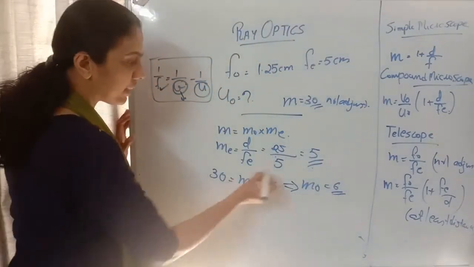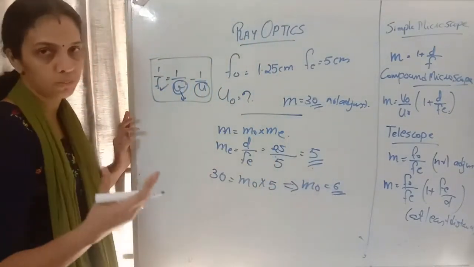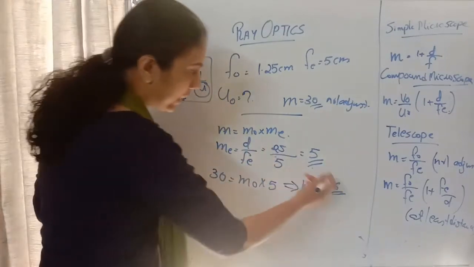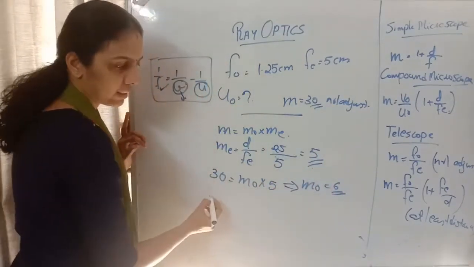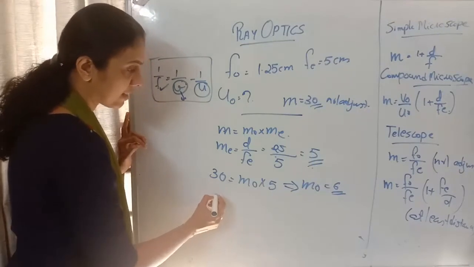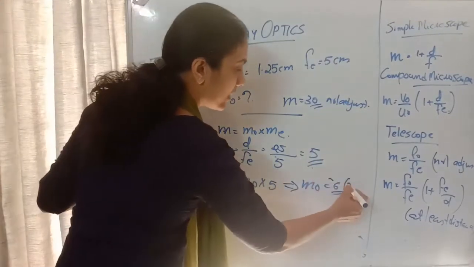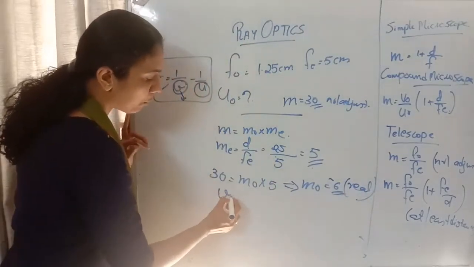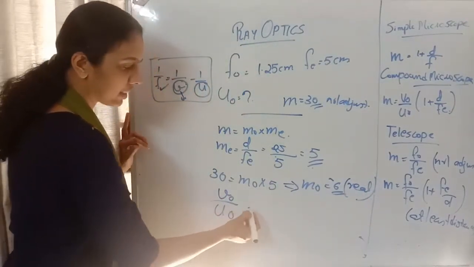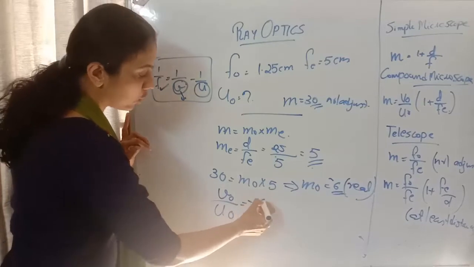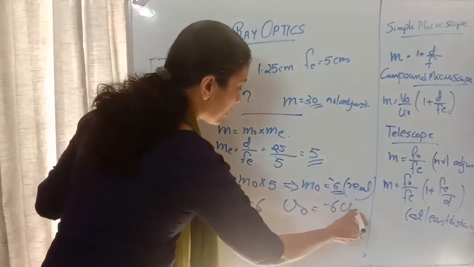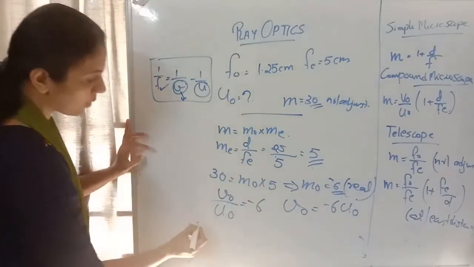The objective lens will be forming a real image. Since it is a real image, I am taking MO as minus 6. So MO equals VO by UO, that is equal to minus 6. So we will get VO as minus 6 UO. Substituting the values over here.